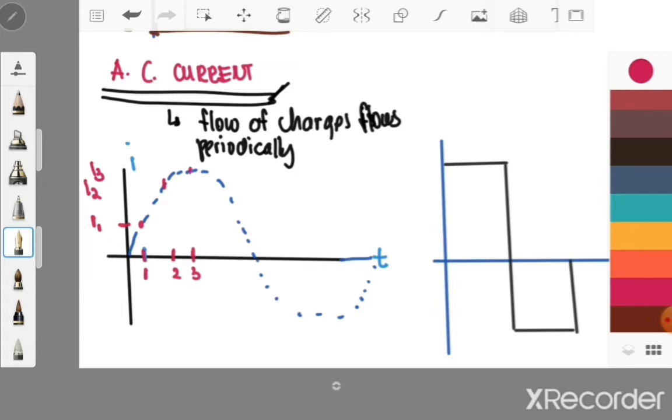So as you observe, you have a periodical wave, which means that your I1 is not equal to I2, is not equal to I3, and it's not equal to I4. Okay, I will give you more examples of AC current as we go on in our topic.